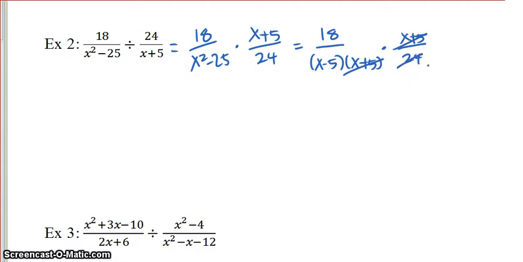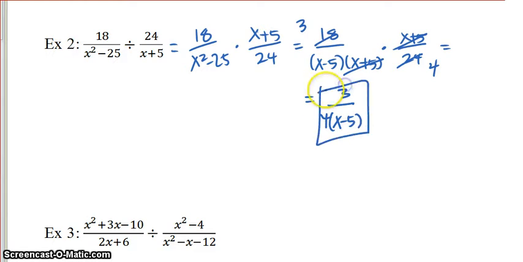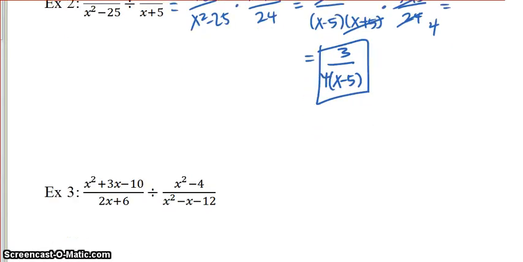This is divisible by 6, so I'd be left with 4, and so is this, so therefore I'm left with 3. So I'm left with 3 at the top and 4 times x minus 5 at the bottom. I put the 4 in front because that's what we're used to doing. Okay, so on to the next one up.